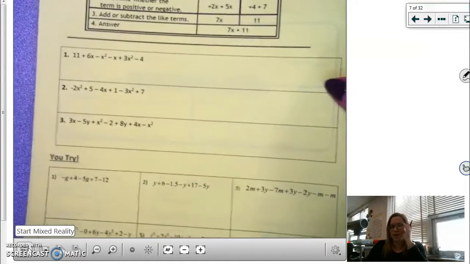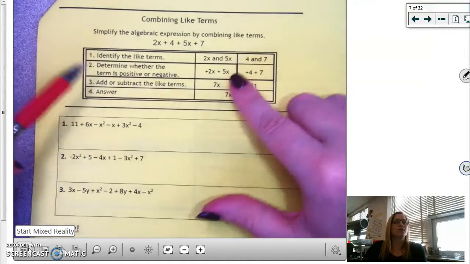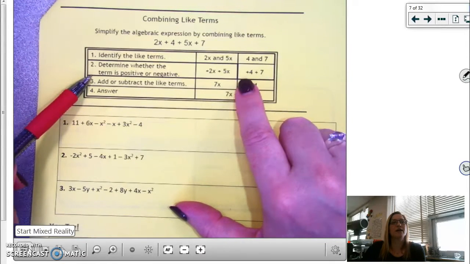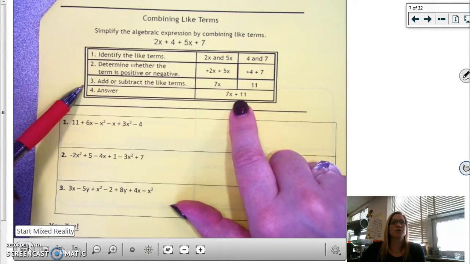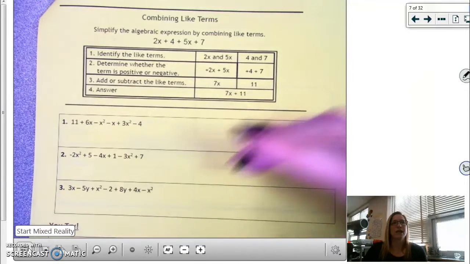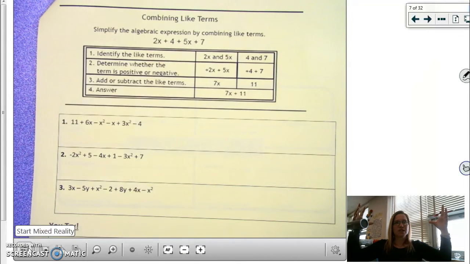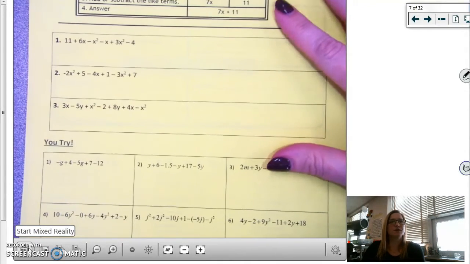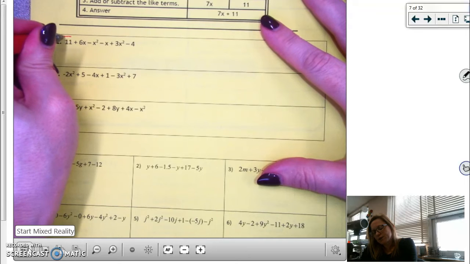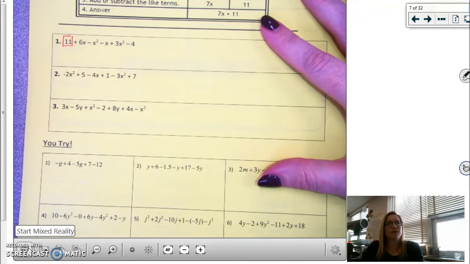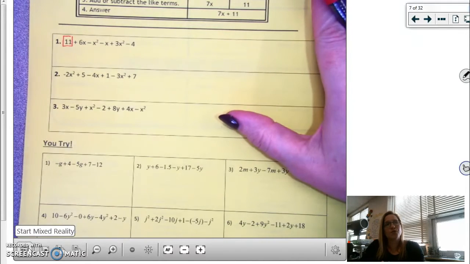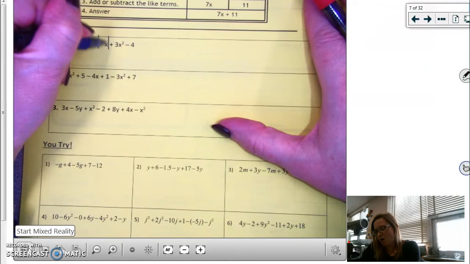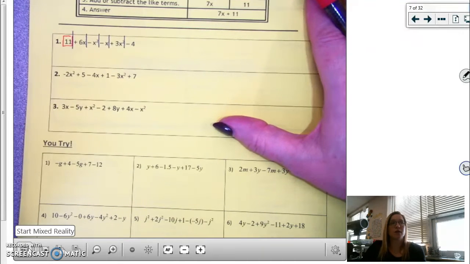All right, next page. At the very top, just a little review. Identify what your like terms are. We're going to decide whether the terms are positive or negative. Then we're going to add or subtract those terms to get our simplified expression, because that's our point. We want to take a big expression and make it condensed, compacted. So in the first problem here, take your first colored pencil, and we're going to put a box around the very first term. If you still need help dividing your terms, feel free to take your pen and go through and start off by dividing all of your terms, so that way you know what you're looking at.